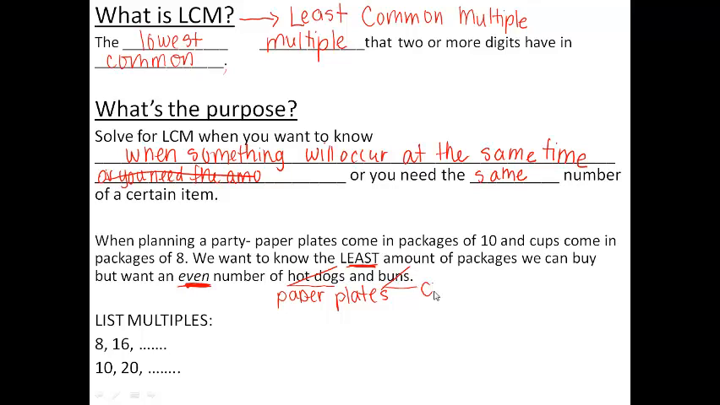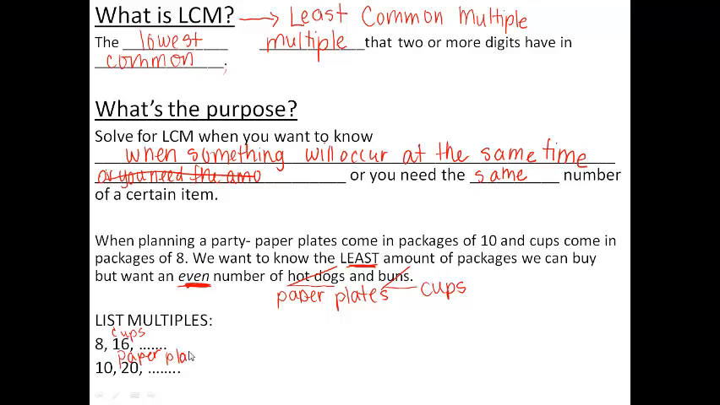This is going to become cups. Alright, so we want an even amount of paper plates and cups. Cups come in packages of 8, so down here when we're listing, this is going to be cups that we're talking about. And then the 10 is the paper plates because it comes in packages of 10.